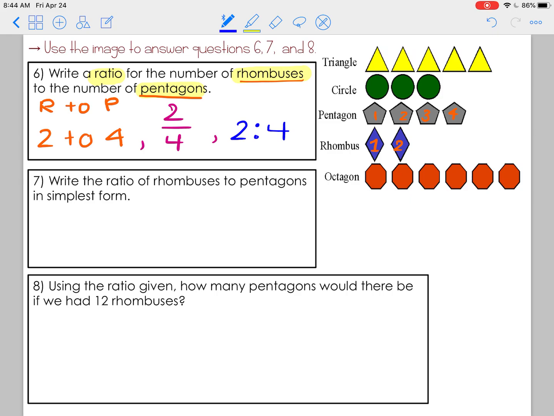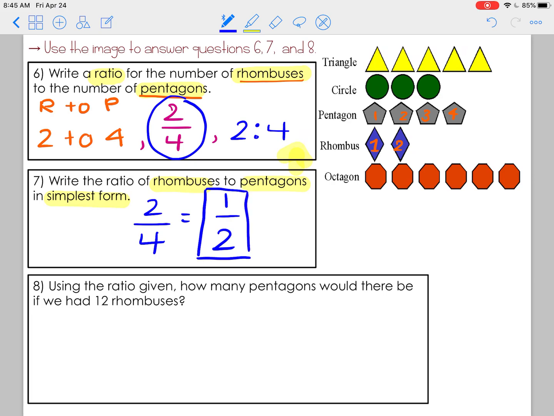Now, number 7 says we need to write the ratio of rhombuses to pentagons, which we did up here, in simplest form. Okay, so I think for us to get it in simplest form, the easiest one to use would be our fractional form. And we had 2 rhombuses for every 4 pentagons. And we can simplify that in our calculator, or some of us can just simplify it in our heads. 2/4 simplifies to 1/2. So our ratio in simplest form is 1 to 2.